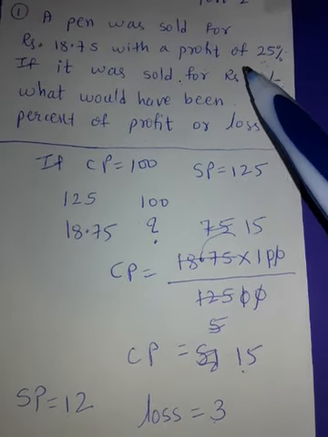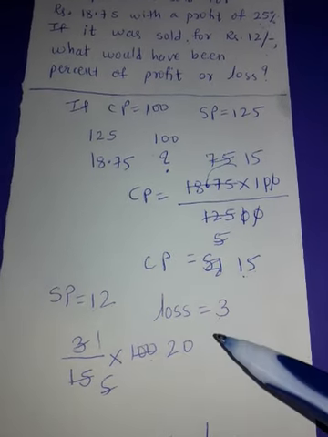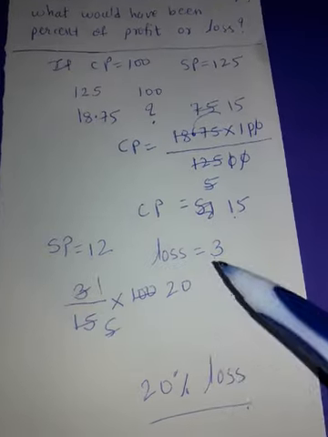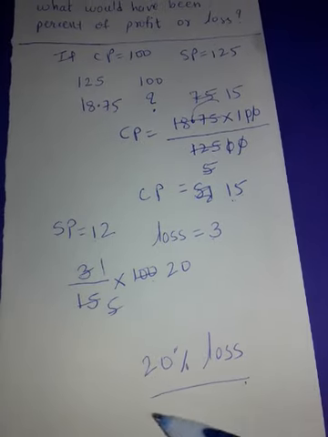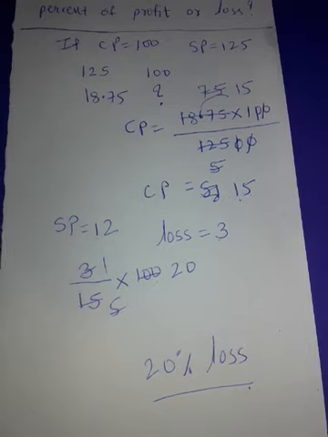Now they are saying if the selling price was 12. Now the cost price is 15, the selling price is 12. So there is a loss, and that's how we found out the loss percent. The answer is 20% loss. Easy example.